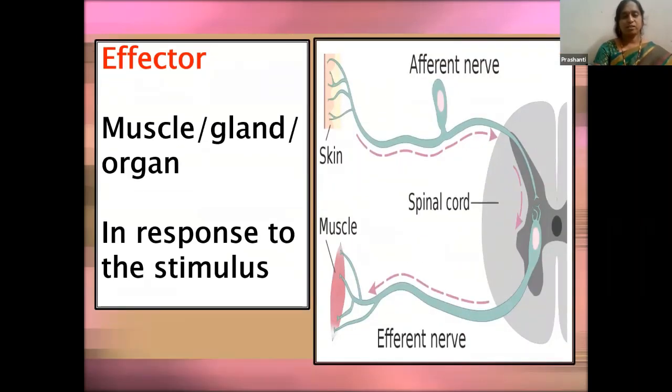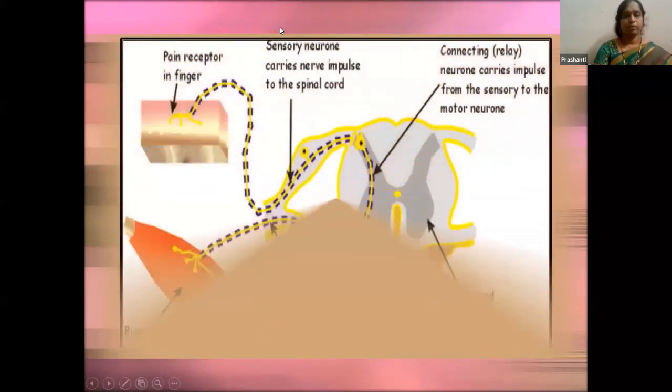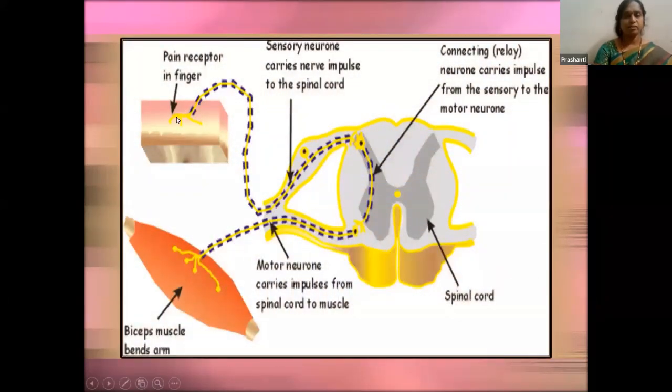So it reaches the effector from the motor, that is the muscle or gland or organ. It responds to the stimulus. So this is the picture, children. Here the sensory information has been moving from the sensory nerve, and via the interneuron, it has been connecting to the motor neuron. From the motor neuron, it has been reaching the effector.